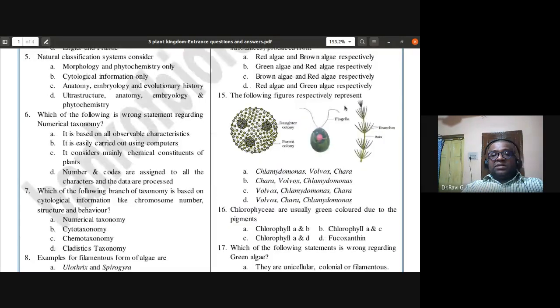The following figures respectively represent. So this is the Volvox colonial form of green algae, Chlamydomonas and Chara. So let us see if we have the same combination. 15th A, they have Chlamydomonas, no, Volvox, Chlamydomonas and Chara. 15th, the answer is C. So you should see such sort of diagrams will be given and you have to identify them in the correct sequence. Here it is. First one is Volvox, second one is Chlamydomonas, third is Chara. So 15th C is the answer.